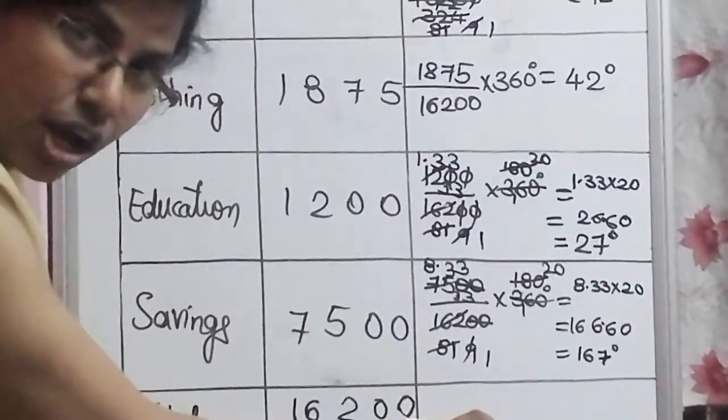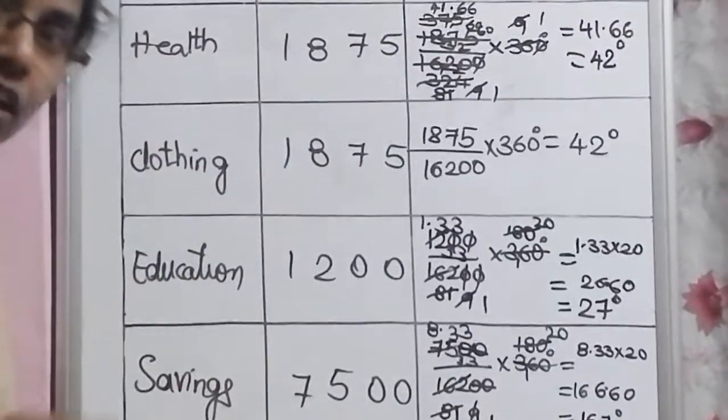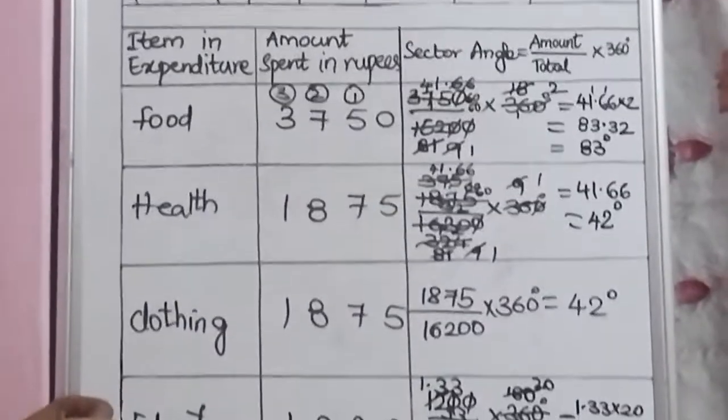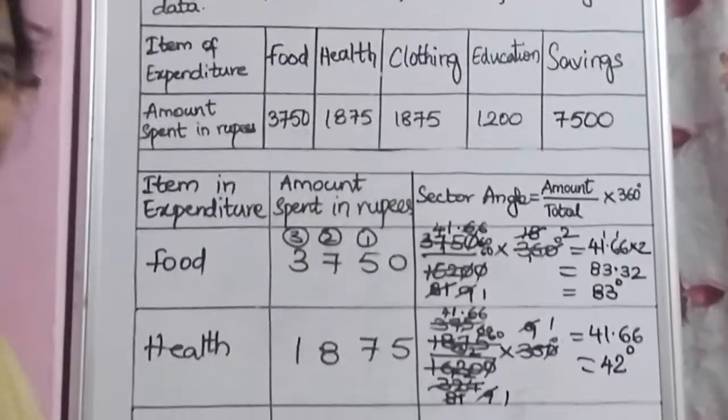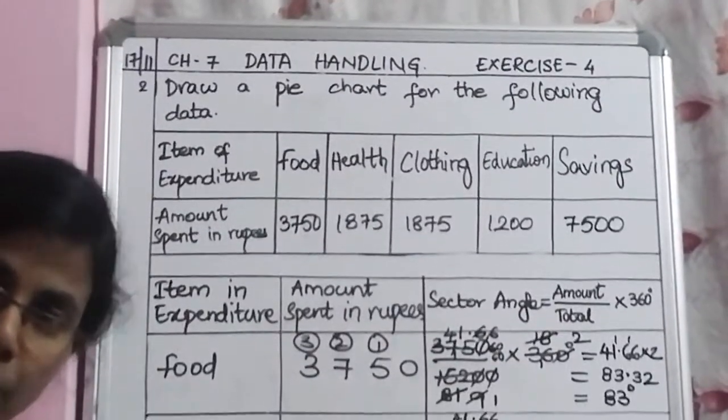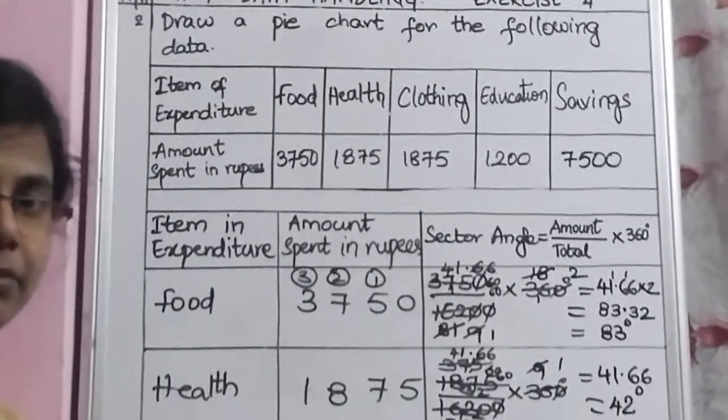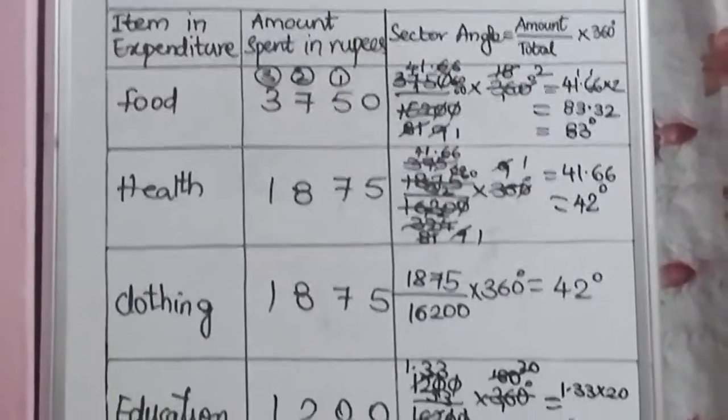Did you understand this? How to find out the angle of each sector? Okay. Copy all this in your class workbook. After you copy, we are going to draw the pie diagram. Okay. Copy this carefully.